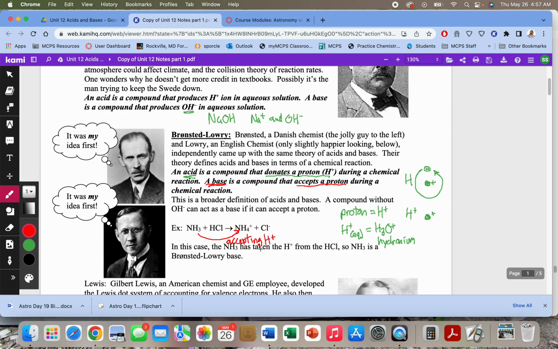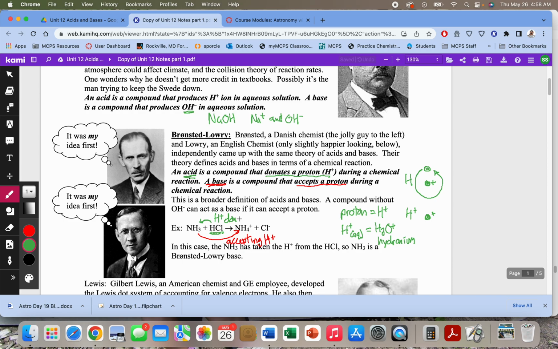And since it's accepting H plus, NH3 is a base, right? Now, the source of the H plus was HCl. And since HCl, the H started here and then popped off and went to NH3, this is our source of H plus, and so this must be our H plus donor.